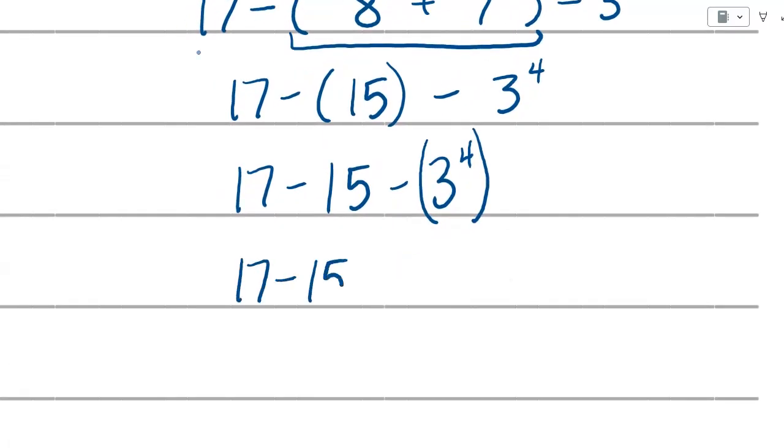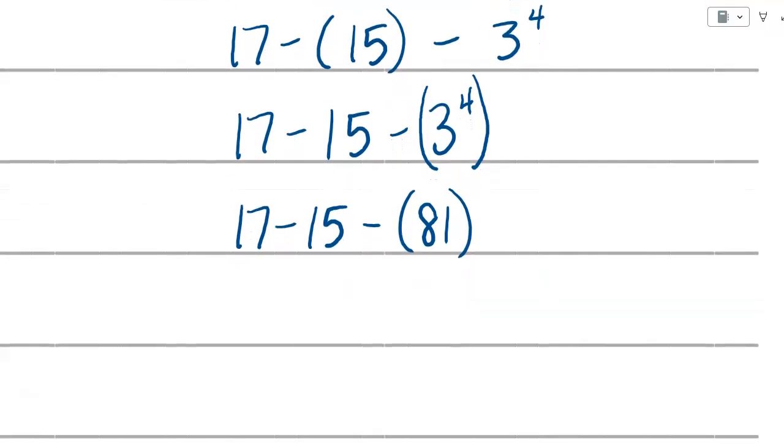17 minus 15 minus 3 to the 4th, which is 3 times 3 times 3 times 3, or 81. And then this is just subtraction. 17 minus 15 minus 81. If it's all subtraction or all addition, it really doesn't matter, but we're going to go left to right. 17 minus 15 is 2. 2 minus 81, negative 79.